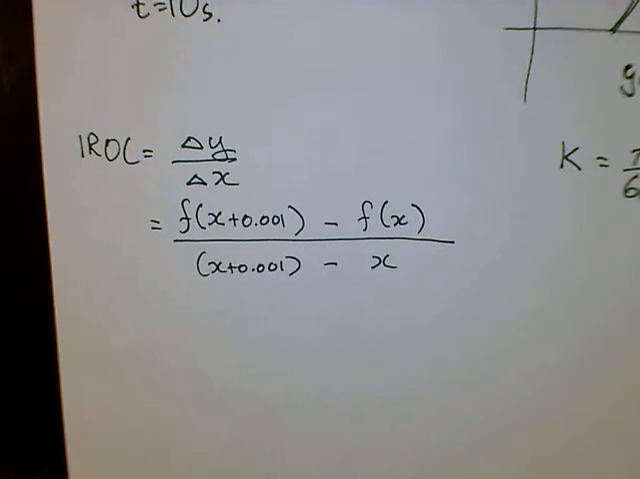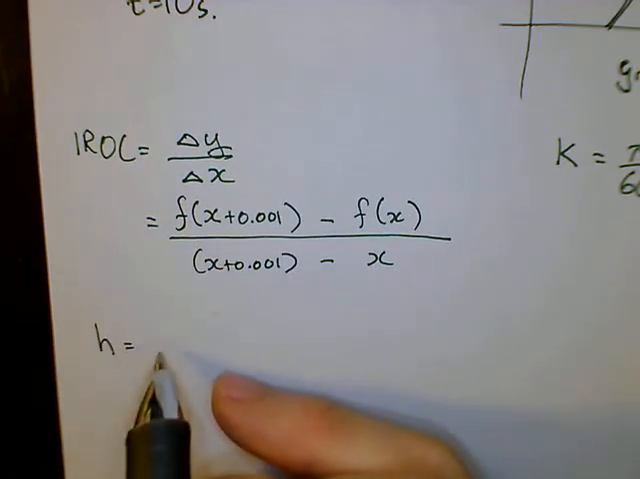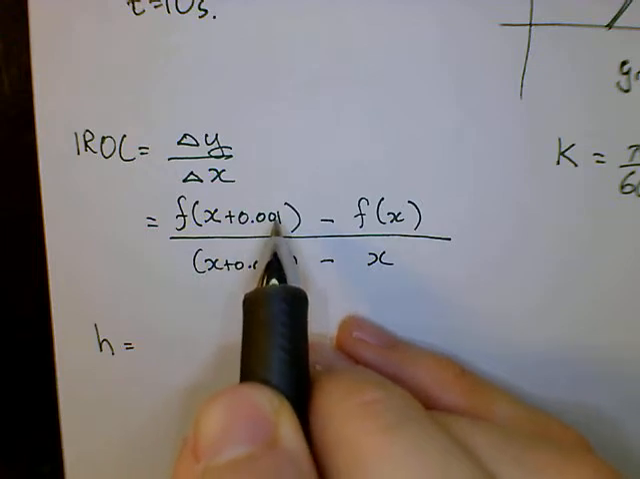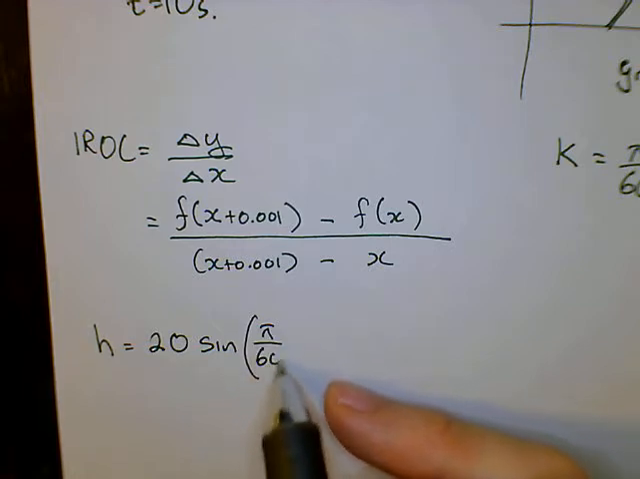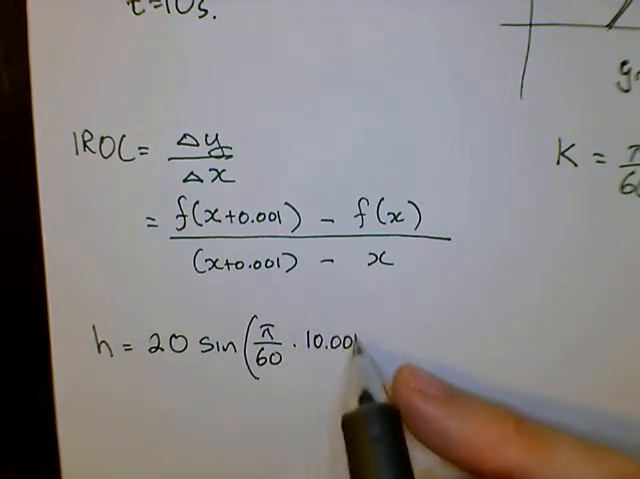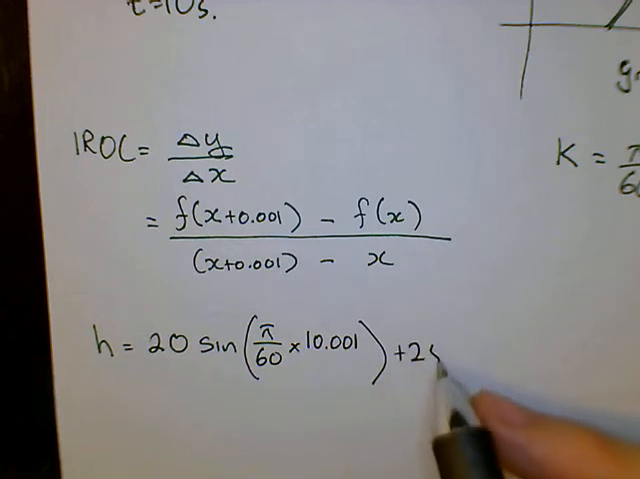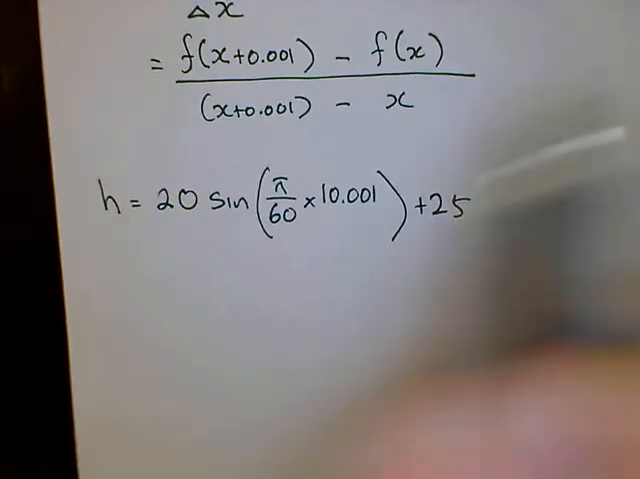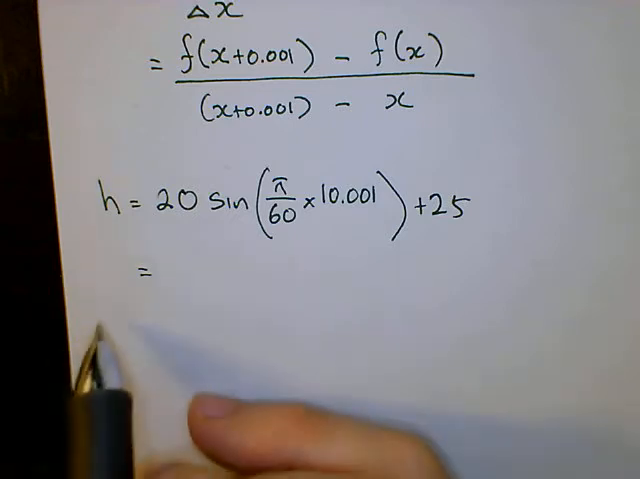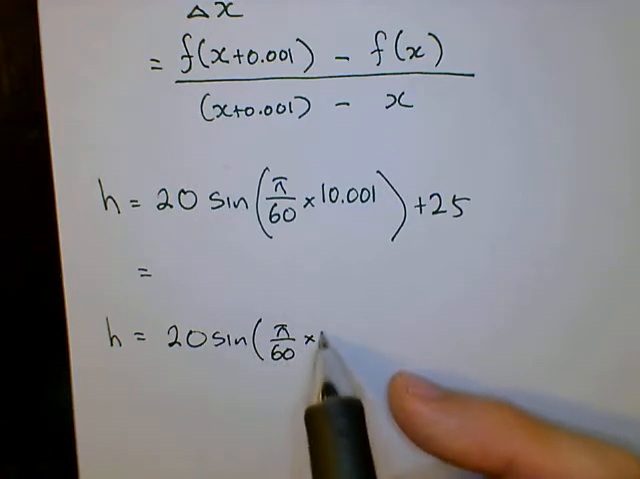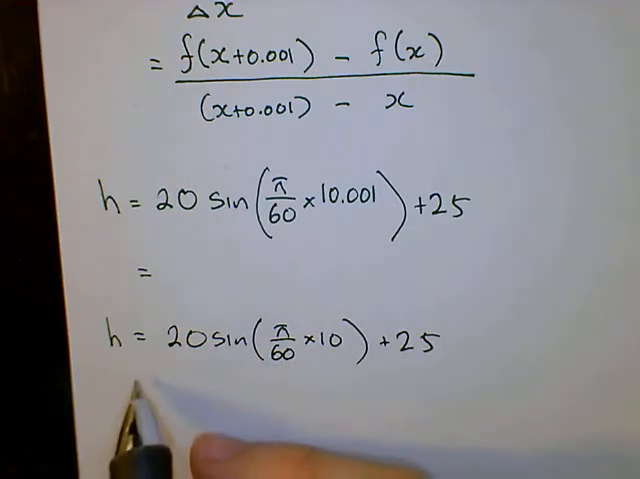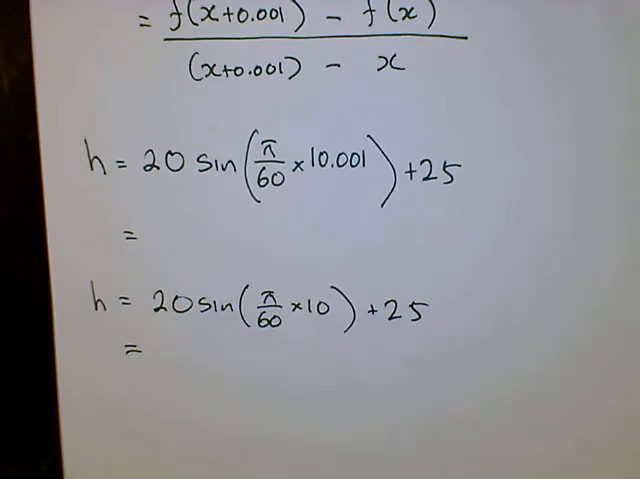So let's calculate it. What is the height at 10.001 seconds? So 20 sine pi over 60 times 10.001 plus 25. And someone could give me that answer. I also want to find the height when I am exactly at 10 seconds. And we are going to use our slope formula for that.